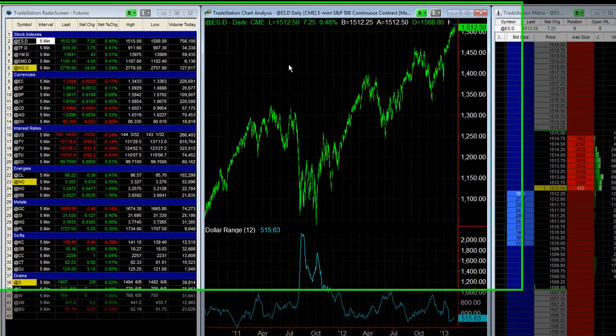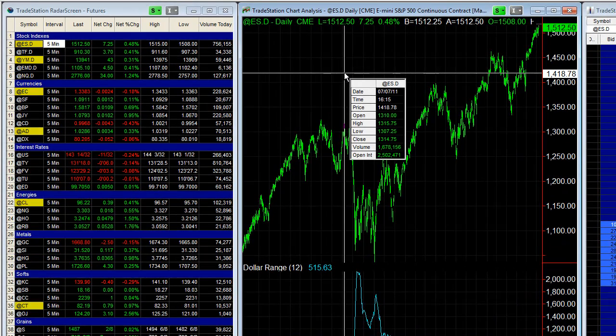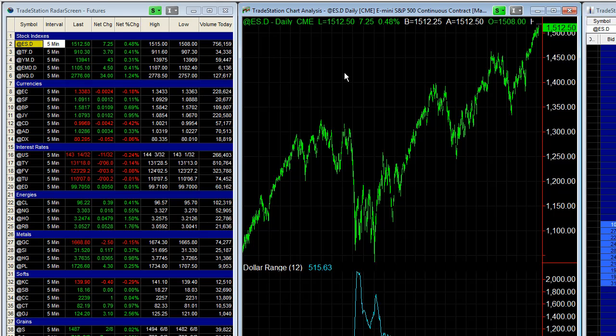RadarScreen is free if you make more than 20 trades a month in futures. Otherwise, it's like $59.95. So if you're an active trader, it shouldn't be a problem.